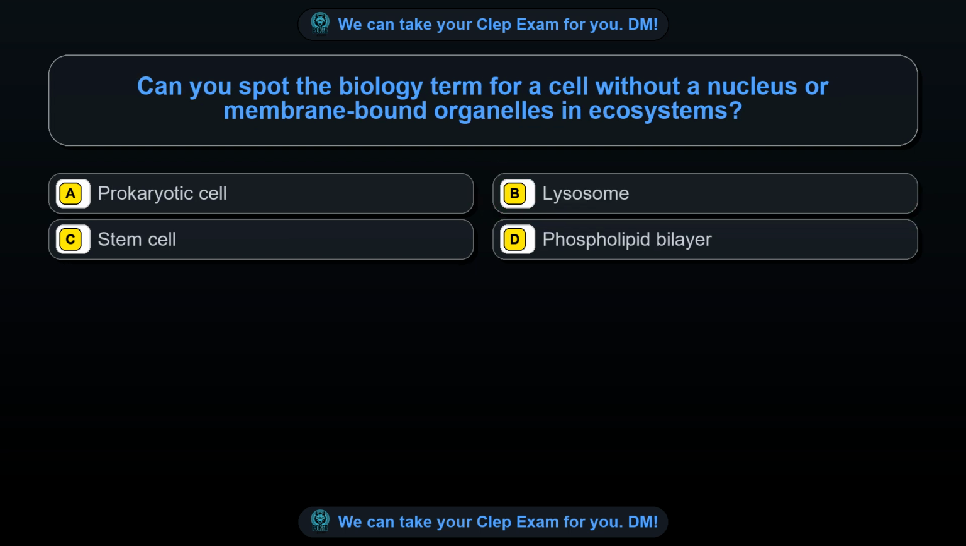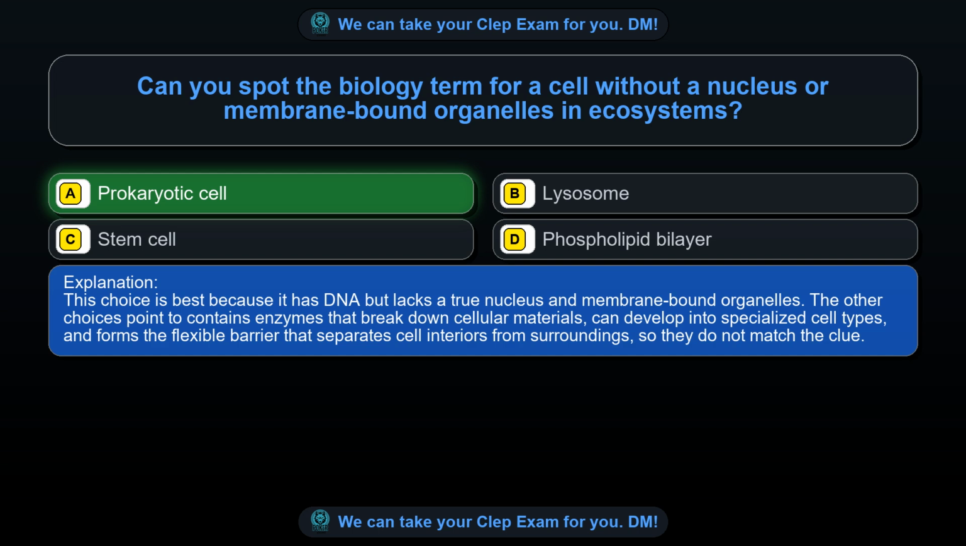Question 41. Can you spot the biology term for a cell without a nucleus or membrane-bound organelles in ecosystems? Option A, prokaryotic cell. Option B, lysosome. Option C, stem cell. Option D, phospholipid bilayer. The correct answer is option A, prokaryotic cell. This choice is best because it has DNA but lacks a true nucleus and membrane-bound organelles. The other choices point to contains enzymes that break down cellular materials, can develop into specialized cell types, and forms the flexible barrier that separates cell interiors from surroundings, so they do not match the clue.